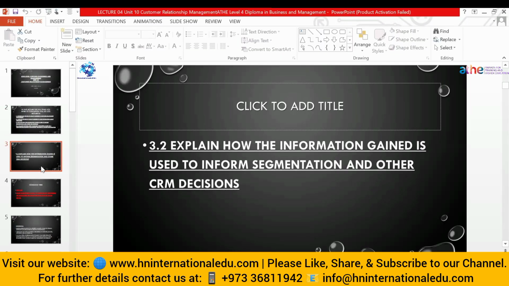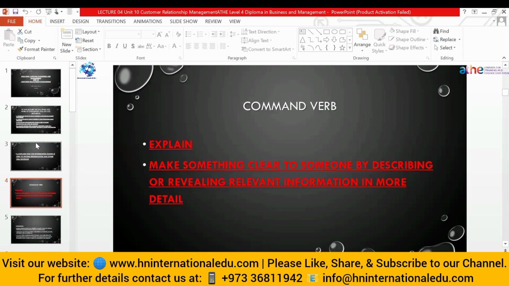3.2. Explain how the information gained is used to inform the segmentation and other CRM decisions. We will be focusing on the command word and individually on segmentation, CRM decisions, and CRM. I'll be discussing that as well in the slides below. Explain means making something clear to someone by describing or revealing relevant information in more detail, keeping in mind the introduction paragraph, main body text, and a conclusion.